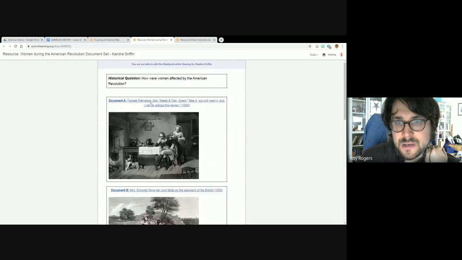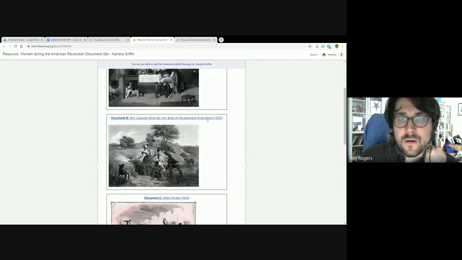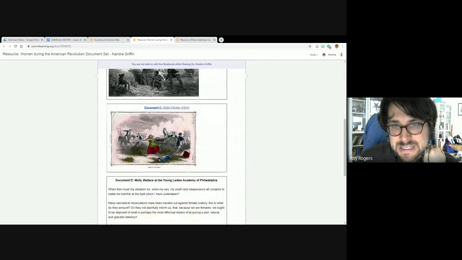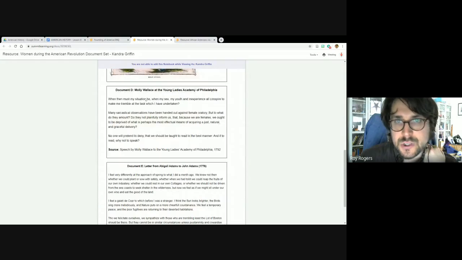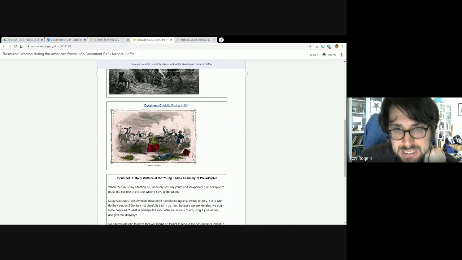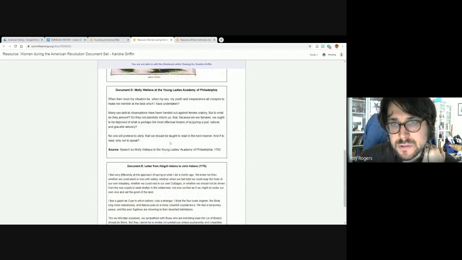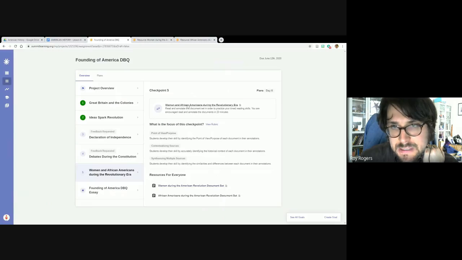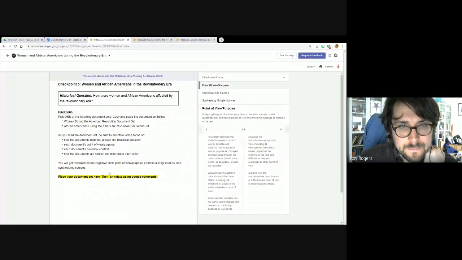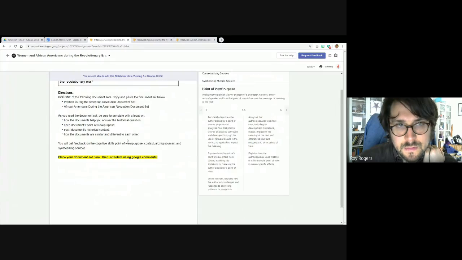You're going to be doing this by yourself. You're going to be doing what we just did as a whole class, which is reading the documents or looking at the pictures and then highlighting the parts that you think are the most important and the most informative. Okay? And when you're done with that, you want to paste it in here, into checkpoint 5.